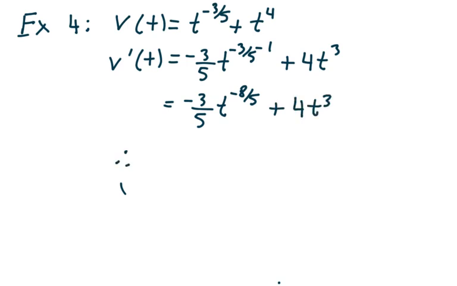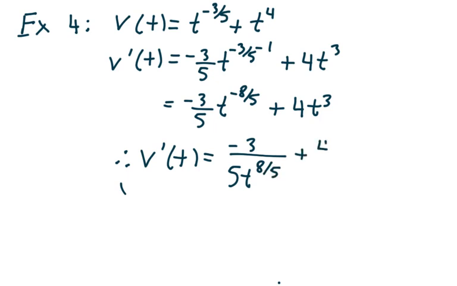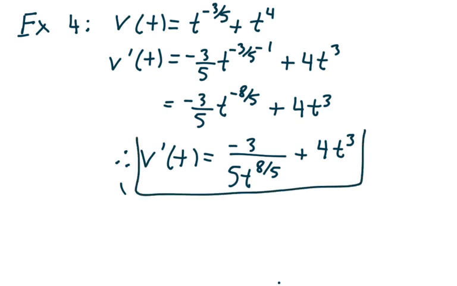And so therefore, v prime of t, if we don't like negative exponents, we have to write this as negative 3 over 5t to the 8/5 plus 4t to the third. And also keep in mind, your instructor may want you to get a common denominator on this one. Okay? So in the next chapter, it will be important for you to be able to do that.